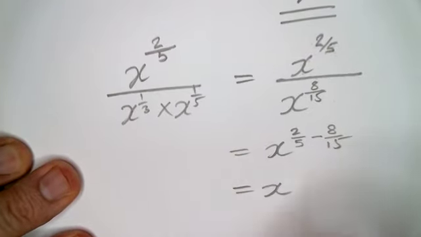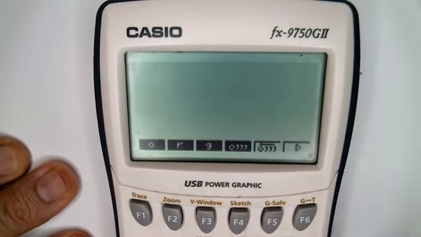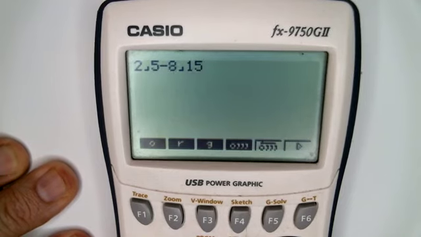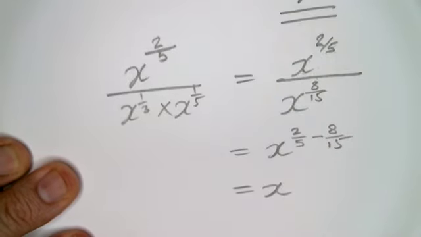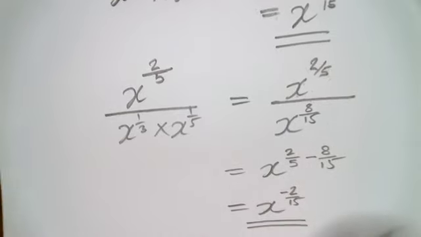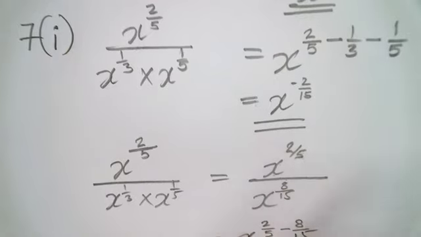So where do I land? Let's see. X to the 2/5 minus 8/15. There it is. And I get negative 2/15. So it's going to be x to the power of negative 2/15. And there is my answer. Same answer as before, and that's a good indication that we're on the right track.